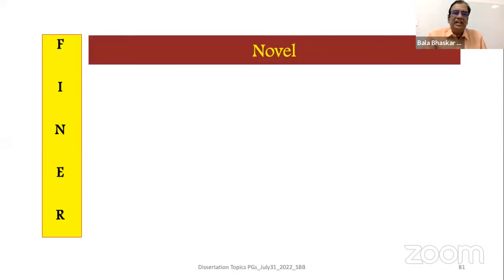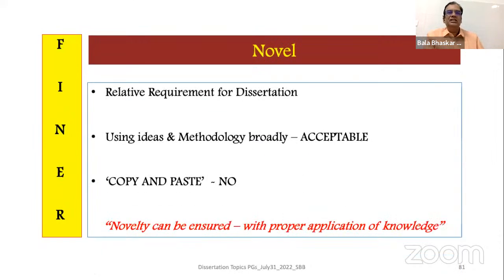Next part of this mnemonic finder is novel or novelty. When I talk about novel or novelty, this is a relative requirement for dissertation. Let me stress again, novelty per se is not too important in a research as part of dissertation for a postgraduate. Basically, because it is acceptable to use the ideas and methodologies broadly, which you have seen in other studies also. It's not a problem, because NMC only wants you to understand the basics of research methodology and become a researcher possibly in the future.